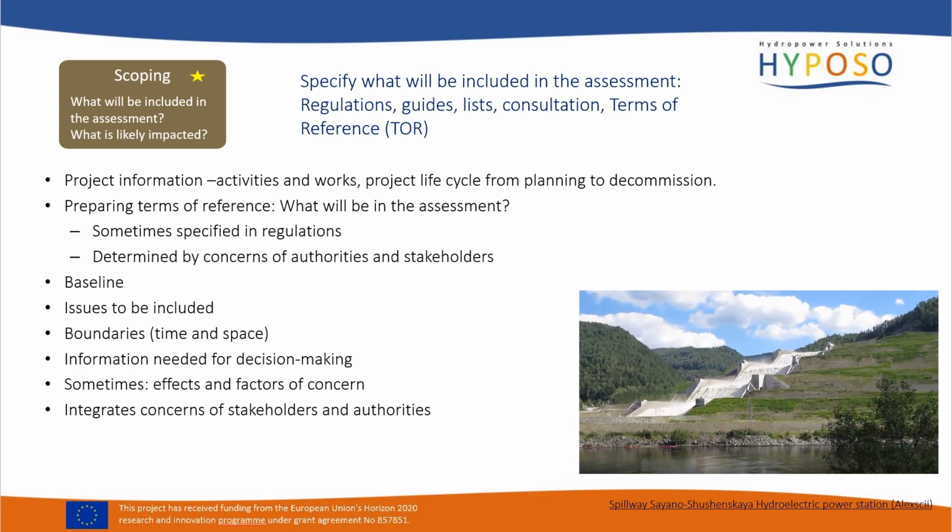An important part of the scoping is to determine what are the boundaries for the assessment. And those are not only spatial boundaries, but also temporal boundaries. So how far in the future and sometimes how far in the past this assessment needs to identify impacts. Then it needs to consider what other information is needed for decision making. And then once we have the scoping, we can go to the next step.